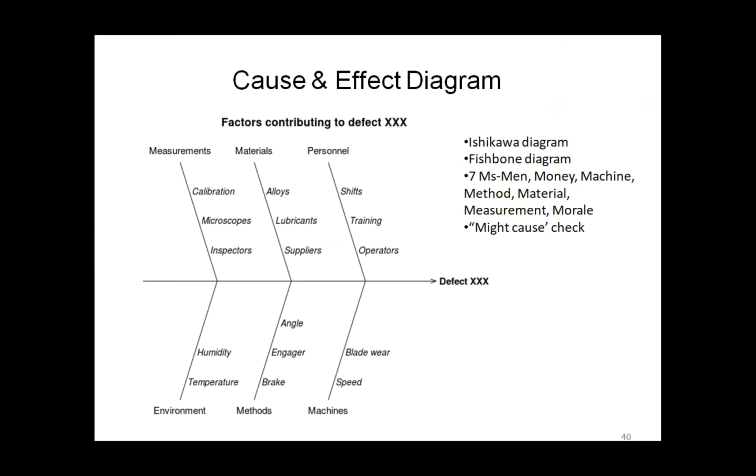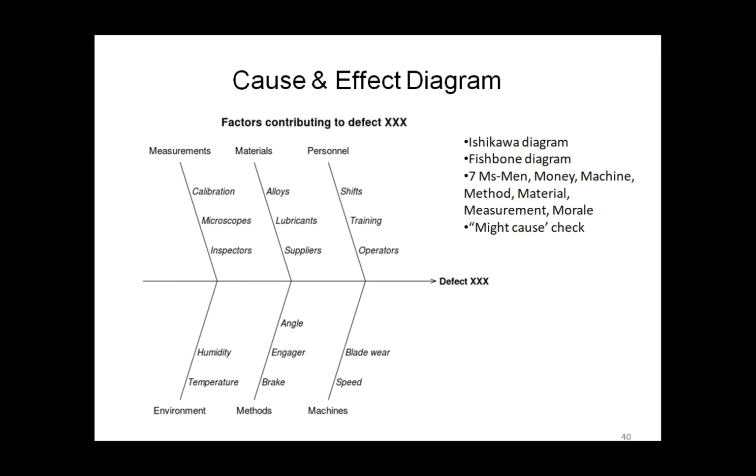And there's one point which I may quickly want to highlight here, something called the might cause check. So when you list down the various issues here, you need to make sure that you link the cause with the effect with a might cause check, which means that let's say we say poorly trained operators might cause defect. So it makes sense, right? Or lack of training might cause defect, or multiple shifts might cause defect. So you need to link the possible causes with the effect using the might cause check.